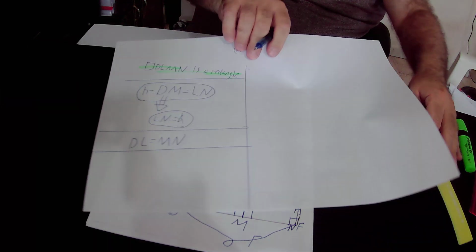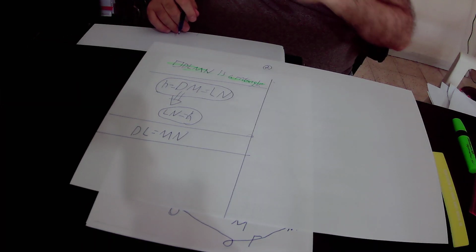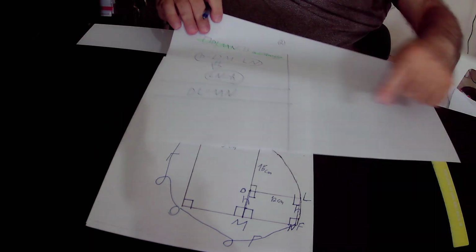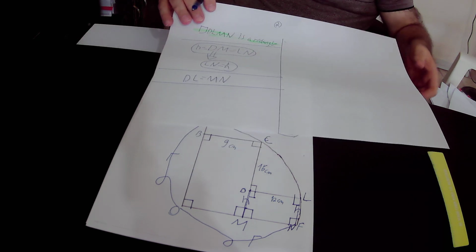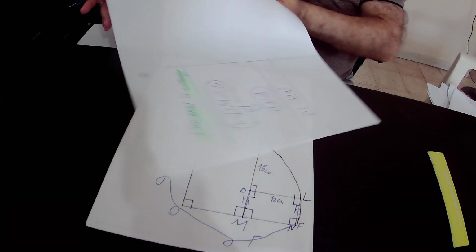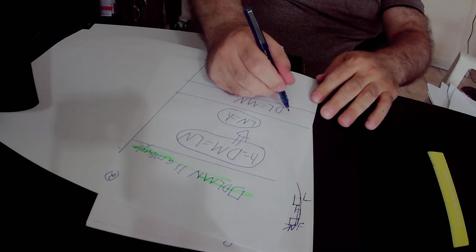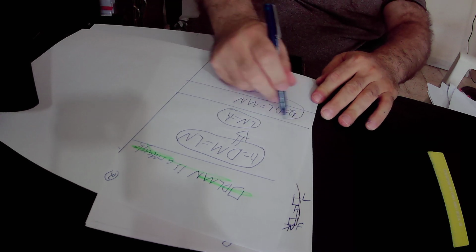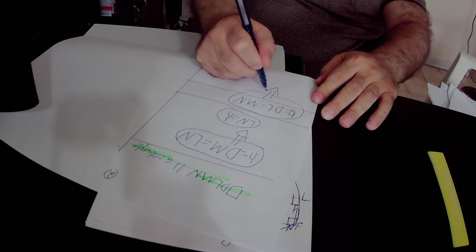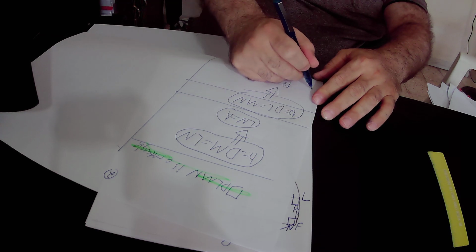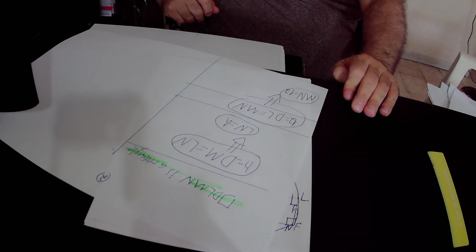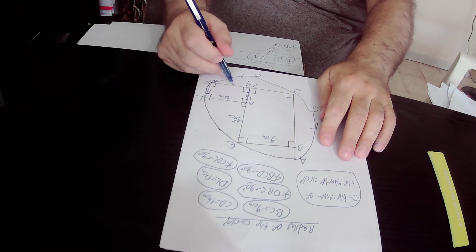Repeat again. Side DL must be equal to side MN. But according to what is given in the question, side DL equals 12 units. So I can write here that DL equals 12 units. And from this equation, 12 equals DL equals MN, we derive that side MN is also equal to 12 units. Okay, so we can write down here that MN equals 12 units.